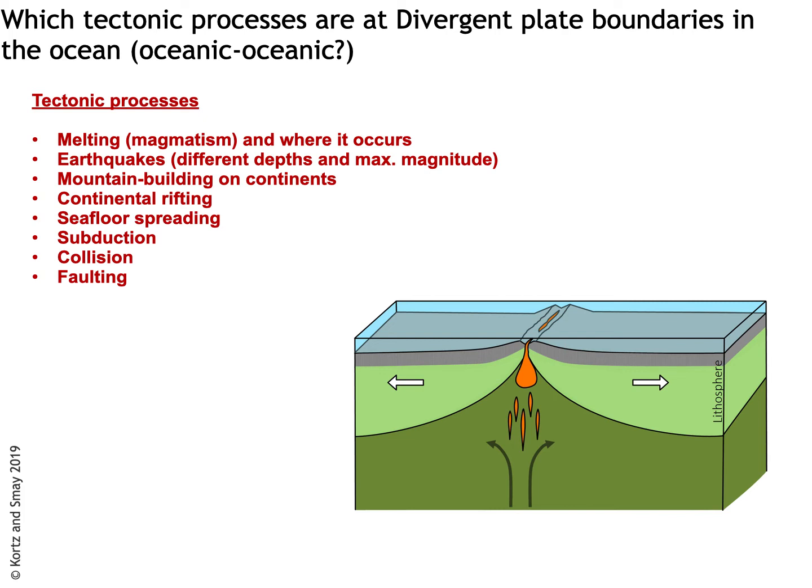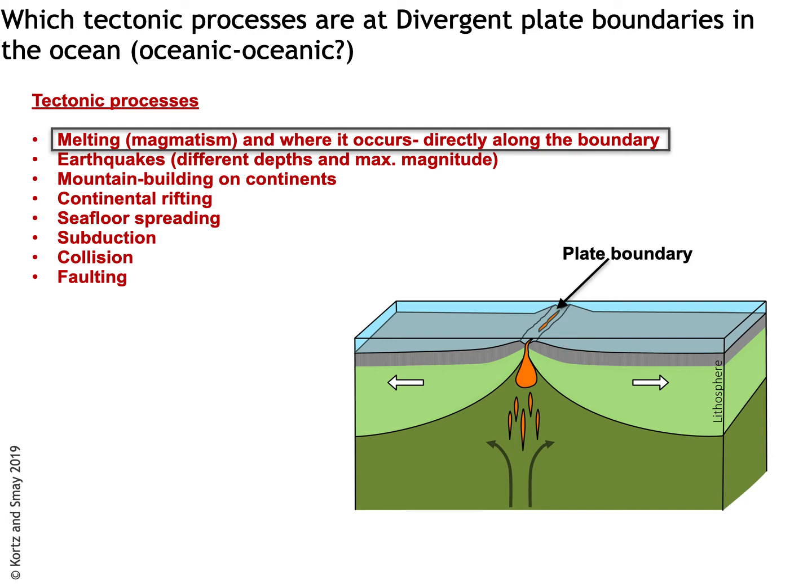So our list of tectonic processes includes melting or magmatism and exactly where it occurs in relation to the plate boundary. Earthquakes, recalling that they have different depths, slightly different locations, and different maximum magnitudes depending on the kind of plate boundary. Mountain building on continents, another process. Continental rifting, seafloor spreading, subduction, collision, and faulting. So let's walk through these and see which is appropriate for this kind of plate boundary.